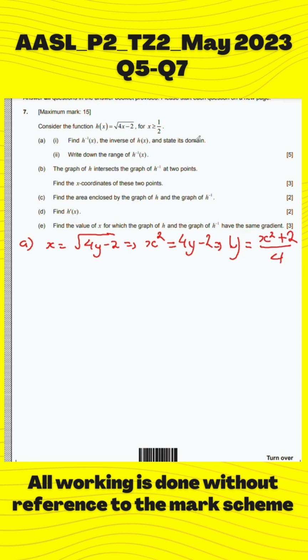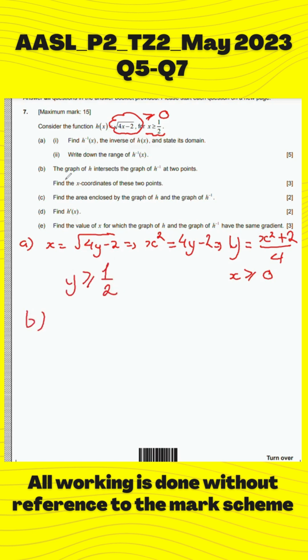The domain of this one will be x bigger than or equal to 0, because the domain of the inverse is the range of the function. So the range of this one is bigger than or equal to 0. Next, write down the range of the inverse. The range of the inverse will be the domain of the original. So the range of the inverse will be y bigger than or equal to 1/2.